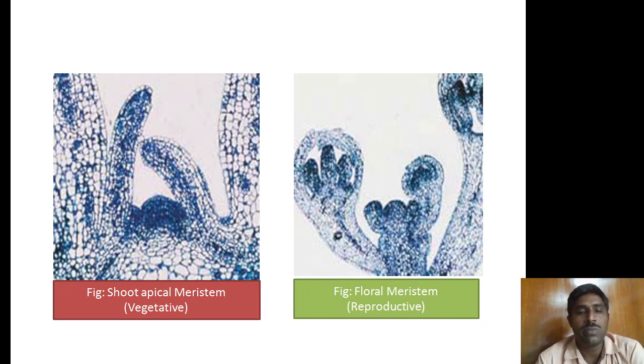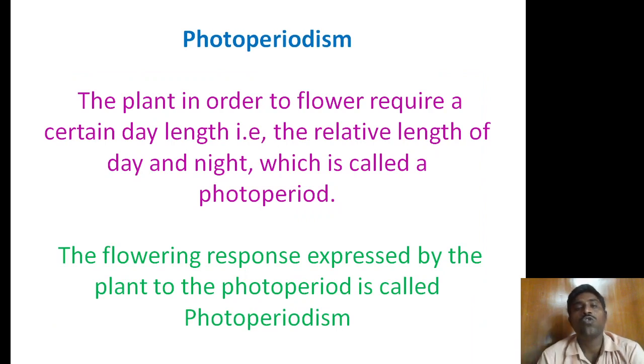It is the anatomy of the shoot apical meristem. In the vegetative phase, we can see the vegetative phase of the meristem. Just a leaf primordia is observed. In the next figure, we can see the floral meristem. That means how the vegetative meristem changes into a floral meristem. That means the reproductive meristem. We can find the floral parts in different whorls. These are the figures. Next, photoperiodism.